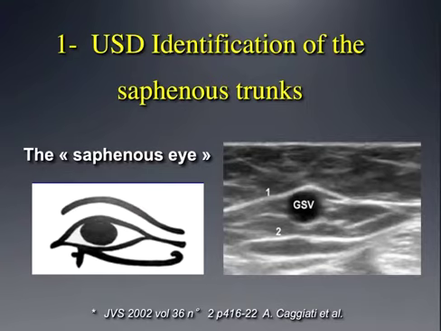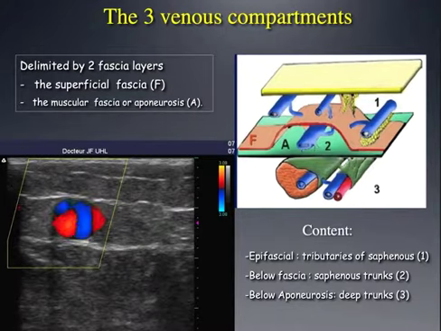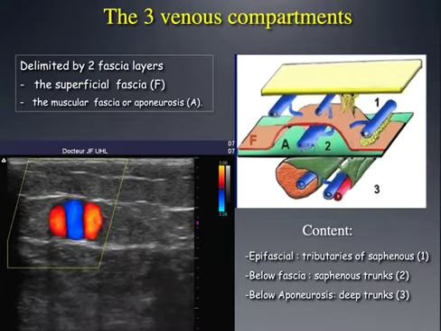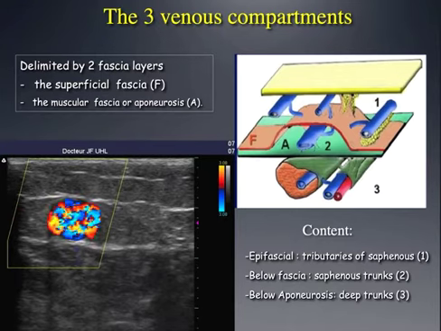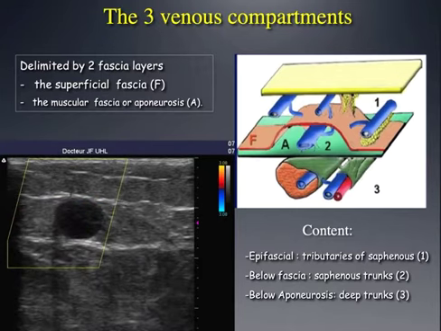And you see here the echo image on the right with the great saphenous vein as an eye and the two layers. And on the left, the drawing of the Egyptian eye. So it's called the saphenous eye or Egyptian eye. By this sign, you can define the three venous compartments. So you can see here on the echo image with a provocating maneuver, the reflux with the red and blue color in the center of the eye.